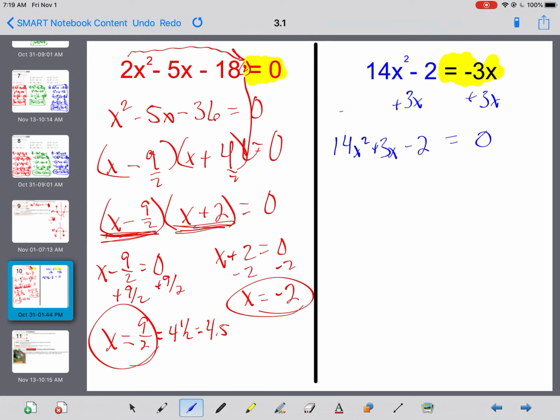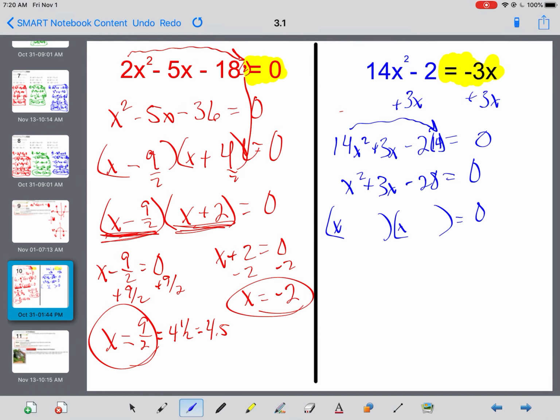And then I'm going to factor. Step 1, greatest common factor: 14, 3, and 2. Well, 14 and 2 have a common factor, but the 3 ruins that. So a is positive, so we'll slide and divide. Multiply by 14: x squared plus 3x minus 28 equals 0. Factor. Each one gets an x.